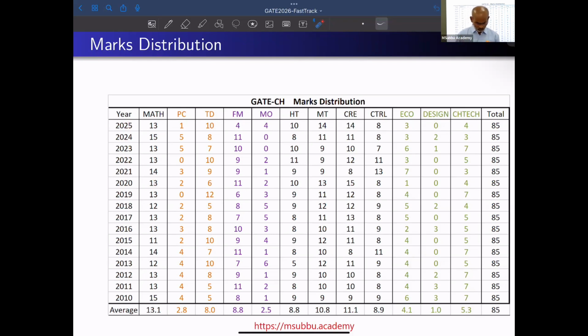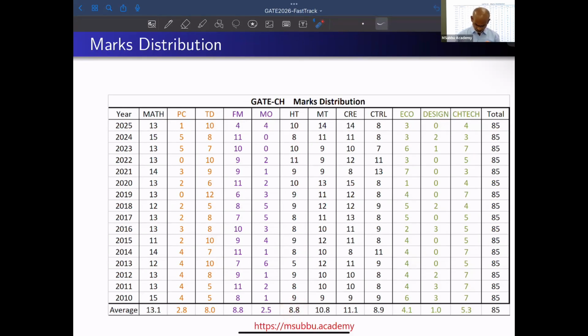We have groups of subjects. Process calculation and thermo together is roughly about 10 marks. This 10 mark is an average range. Fluid mechanics and mechanical operation together is about 10 to 11 marks. Last year it was only 8 and 11, so you can see the distribution. Sometimes it goes higher also. And heat transfer is another single subject, which is easy to understand and easy to score as well. So roughly about 10 marks.